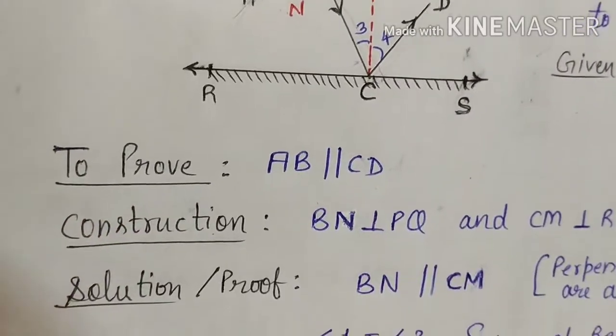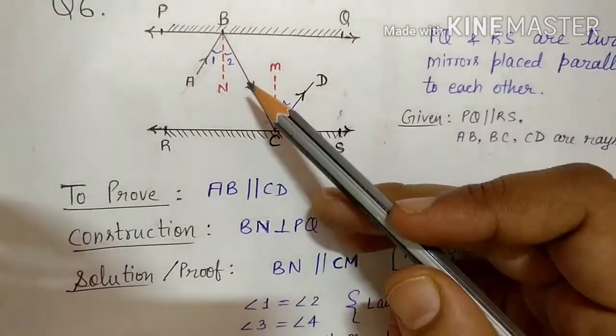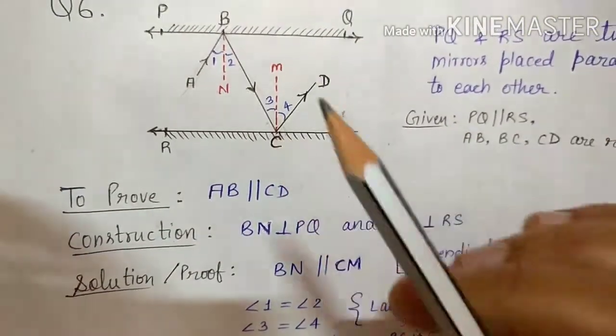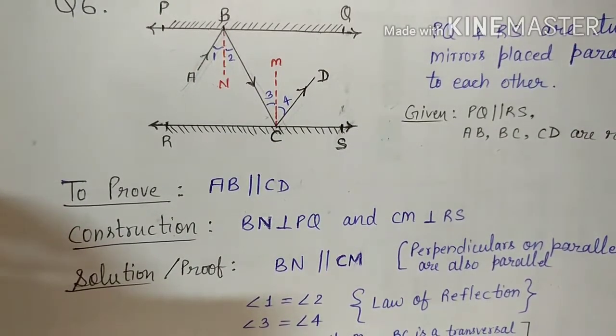We have to prove this one. Okay, so first what we will do, we have to do one construction here. As you can see from red pen, I have already done construction from dotted lines. Whenever you see a dotted line, it is construction only. Remember this thing.